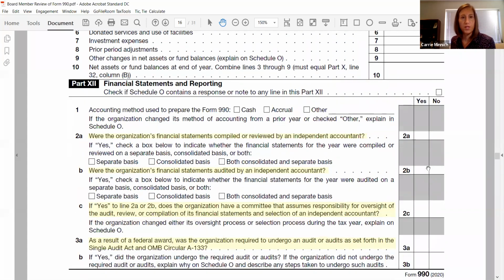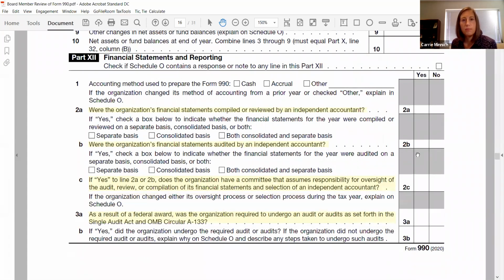And then the next part here, financial statements and reporting. Just want to talk a little bit about this section. The IRS wants to know if you have had an audit or a review done by an independent accountant. So if you have had a compilation, a review, or an audit done, you'll need to answer these questions yes. And then also, if you have a committee that assumes responsibility of the oversight of the audit, review, or compilation, you want to answer that yes. So just making sure that if you did have an audit done, that question is answered correctly.